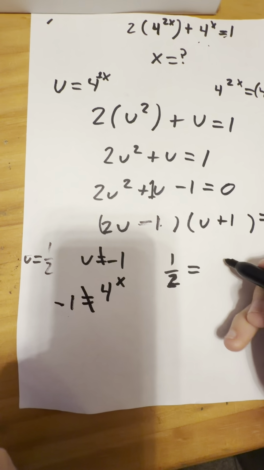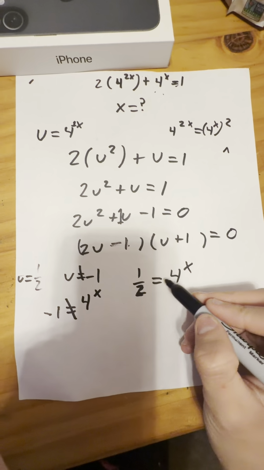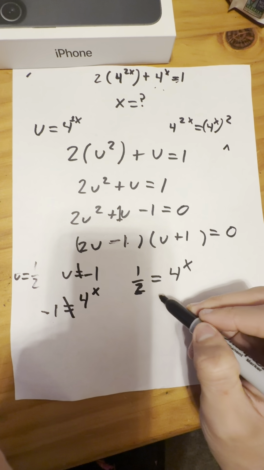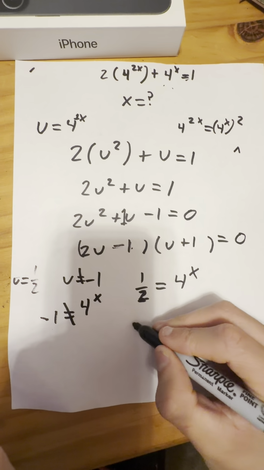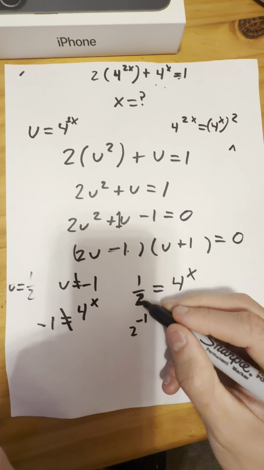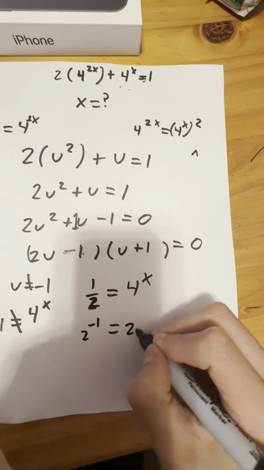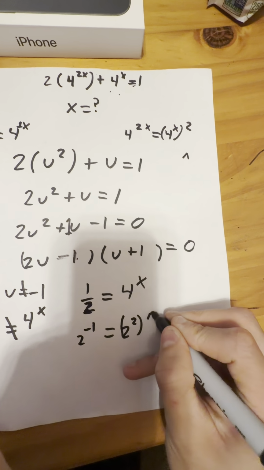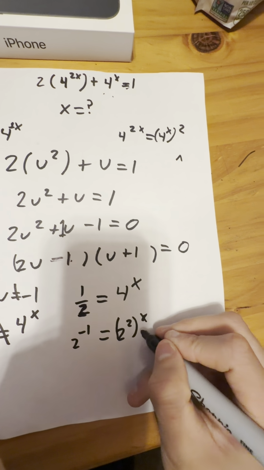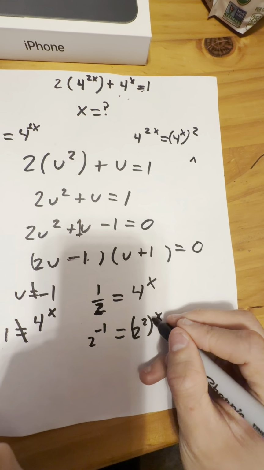That's a 2, equals 4 to the power x. And here we got, this is 2 to the power negative 1. That's what 1 over 2 is. And this is 2 squared. And then bring out the x power.